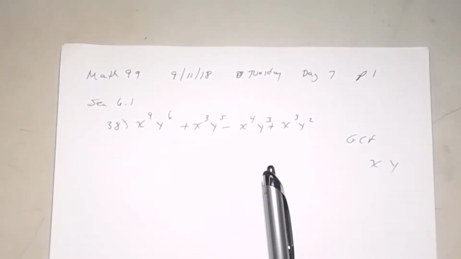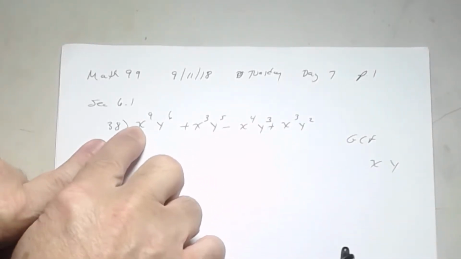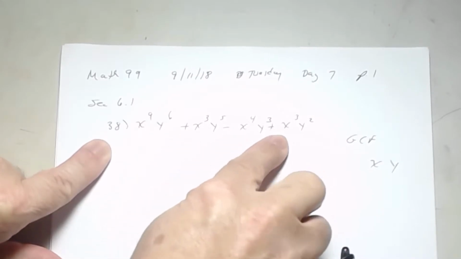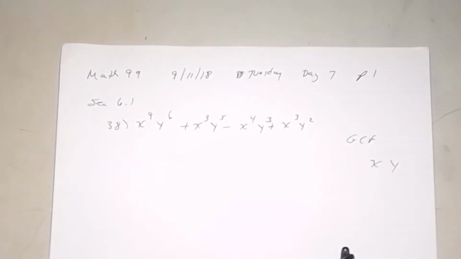Remember, in the word GCF, the key word is common. So let's talk about the x's for right now. How many factors of x do you see here? 9. How many here? 3. How many here? 4. How many here? 3. So I have 9, 3, 4, and 3. What's common in all of them? 3. So I need x cubed as part of my GCF.